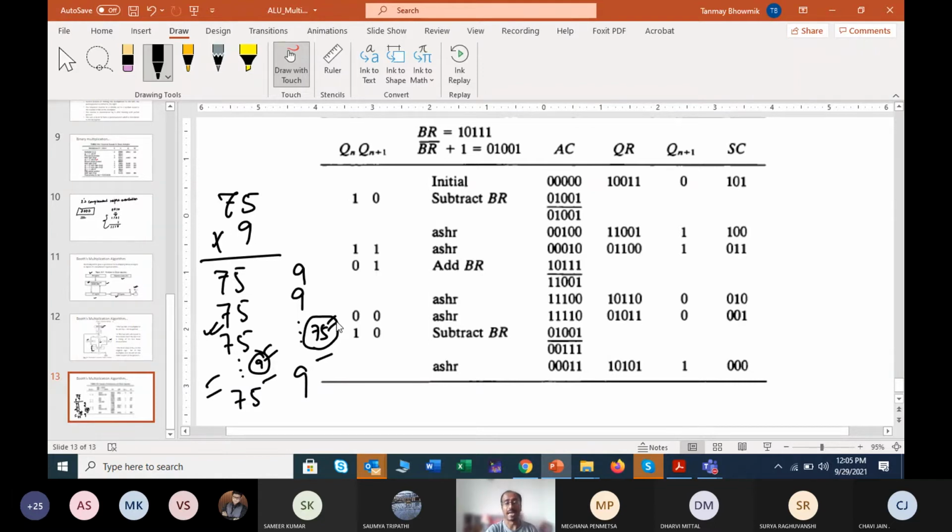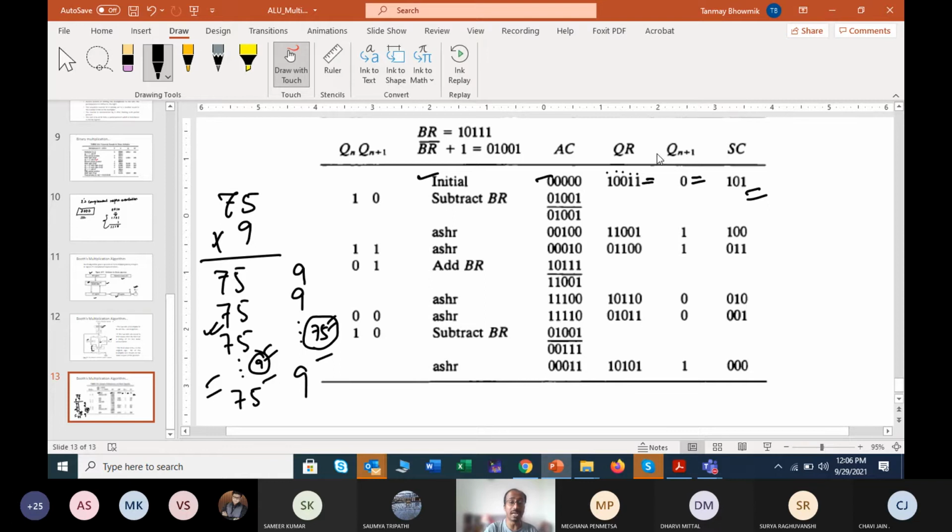Now let us see what our Qn and Qn plus 1 are, and based on this, what operation we are doing. Okay, so this is our initial condition. Initially you have fixed your AC as 0, QR is your given number, Qn plus 1 is also 0, and the sequence counter is 101. Why? Because your multiplier QR has 1, 2, 3, 4, 5 bits. That is why your sequence counter is 101.